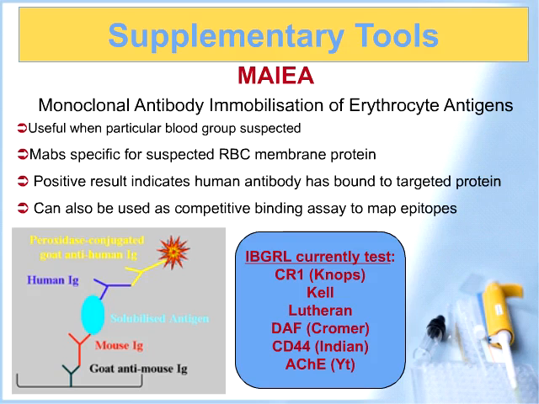At the IBGRL, we currently use the MAIA for CR1, which is the KN system, the Cromer, Lutheran, Chido, the Indian system, and Cartwright system. And it's very, very successful. It's actually helped us to discover the new antigens, Lutheran 21 and IN3 and IN4 in the Indian system. The MAIA was how we were able to solve those cases.